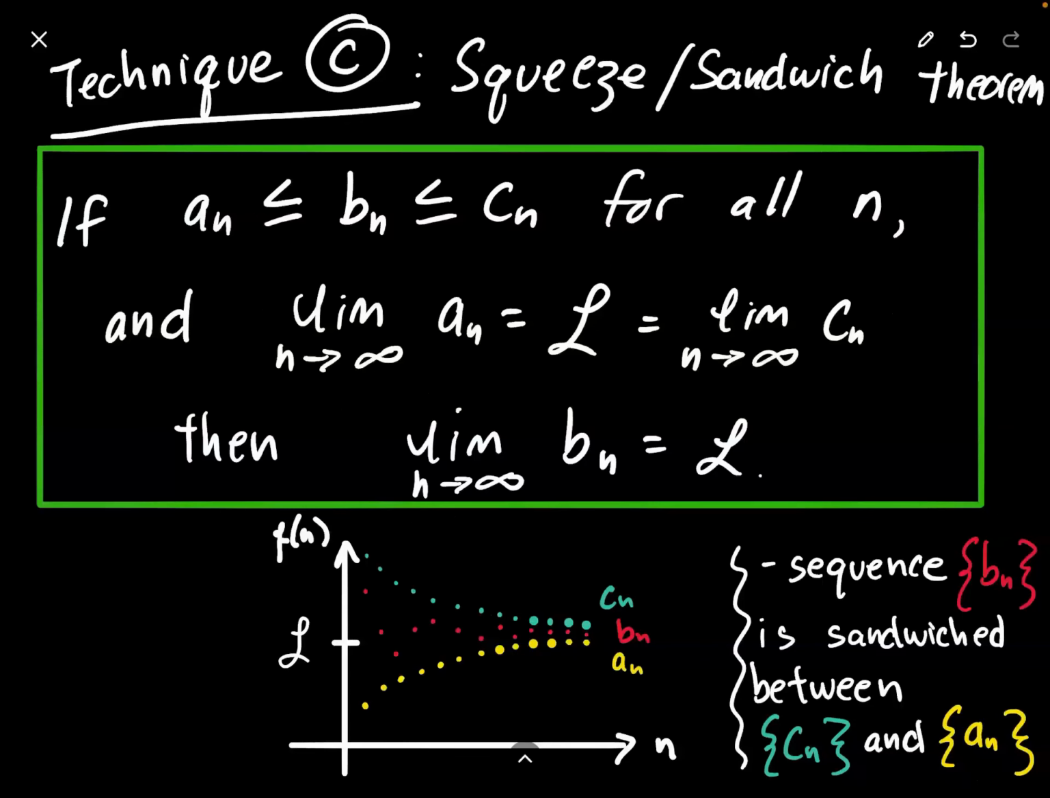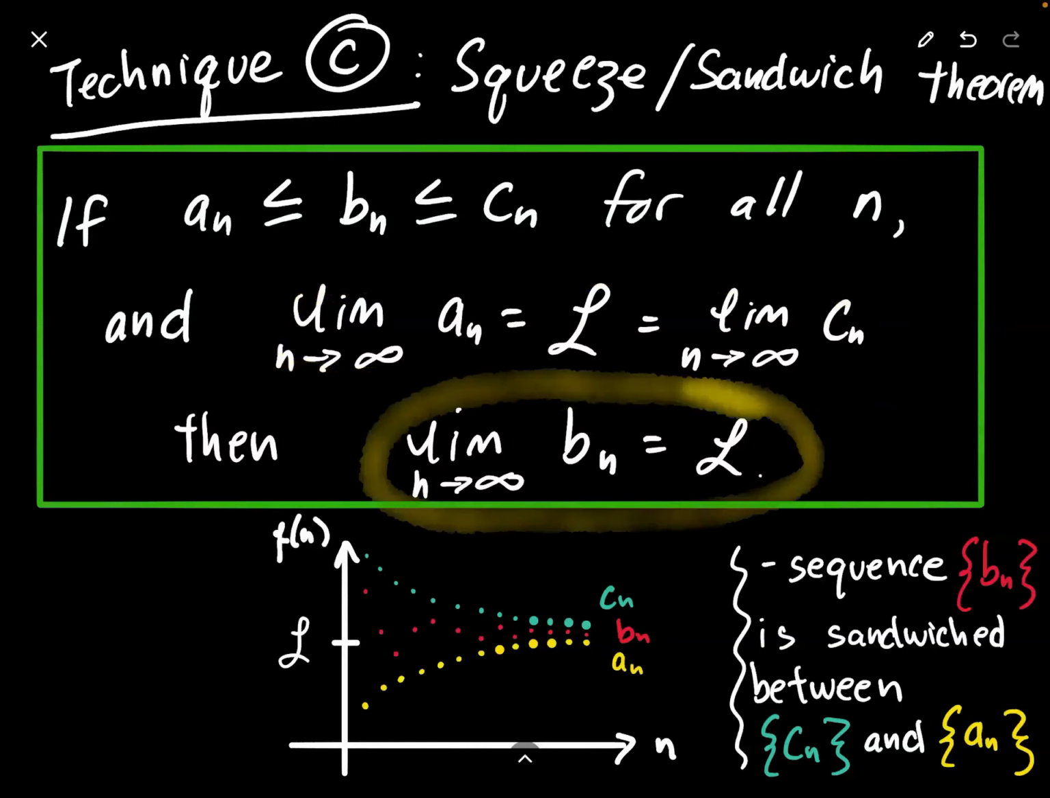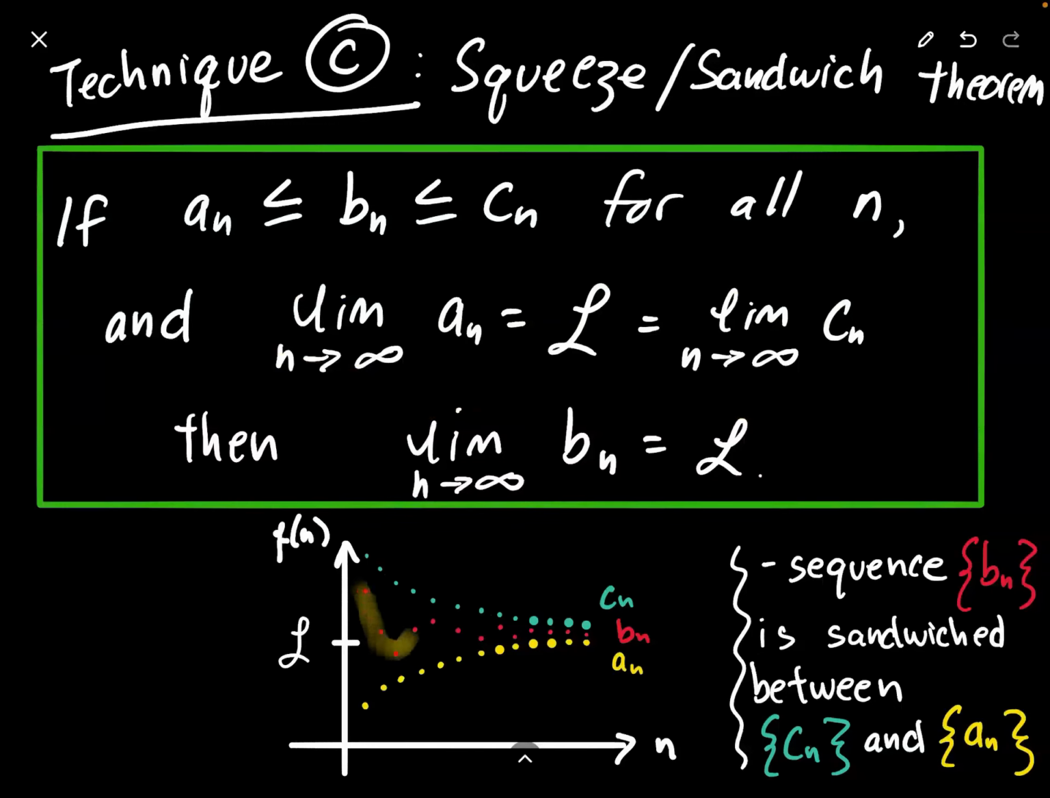The next technique is called the squeeze or sandwich theorem, which is similar to the squeeze or sandwich theorem from Calculus 1, except it's for sequences. If you have a sequence b sub n that is sandwiched or squeezed in between two other sequences, a sub n and c sub n, for all values of n, and the limit of the nth term of the upper and lower sequence converge to some limit L, then the sequence that is sandwiched in between them will also converge to limit L. So here we have a picture of this.